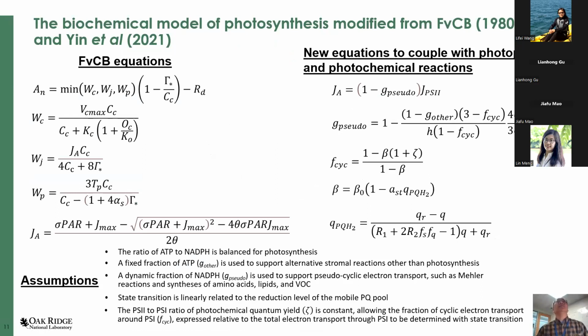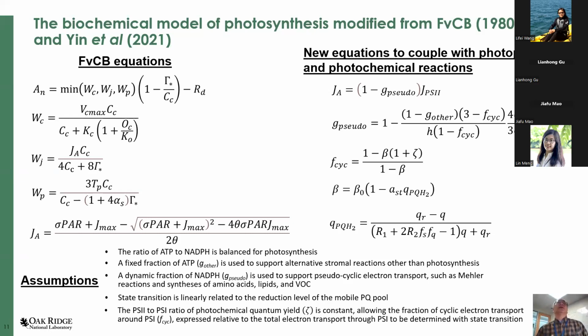Key assumptions are the following. The ratio of ATP to NADPH is balanced for photosynthesis. A fixed fraction of ATP, G other, is used to support alternative stromal reactions other than photosynthesis. A dynamic fraction of NADPH, G total, is used to support pseudocyclic electron transport, such as Mehler reactions and synthesis of amino acids, lipids, and VOC.